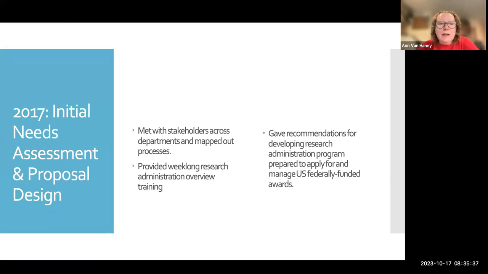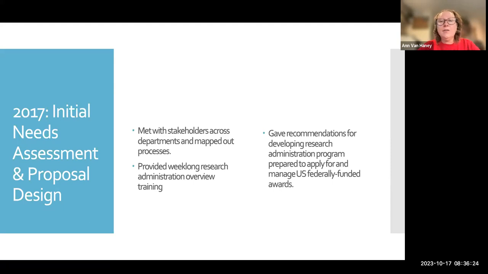So in 2017, I went over and I did an initial needs assessment week at AKU. So I met with people all over the university. We did process mapping to see what different things were happening because ultimately they wanted to be able to apply for U.S. government funding and be direct funded instead of working through U.S. institutions as a subrecipient. I also presented trainings throughout the week because I was there thanks to their discretionary funds.